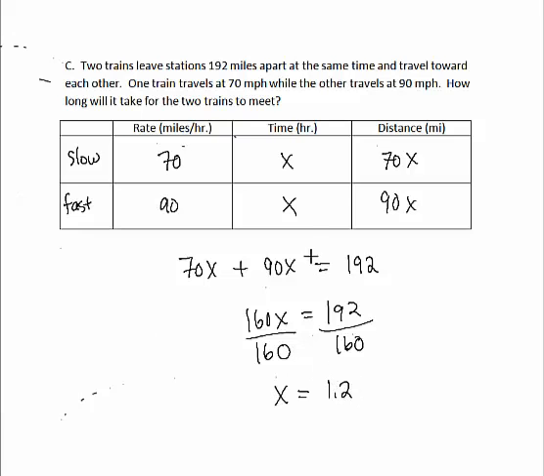Okay, how do we use x? Look back at your table. We used x in the time column, and so this would be 1.2 hours. And that does answer the question. Always look back at your problem and reread the question. How long will it take the two trains to meet? And we've done that. Check. 1.2 hours.